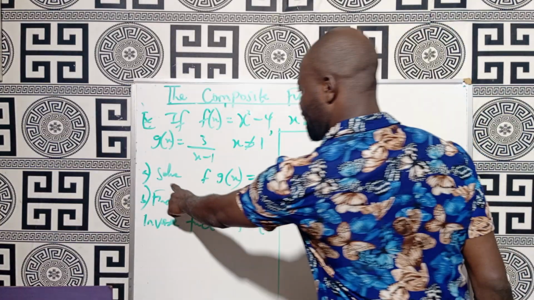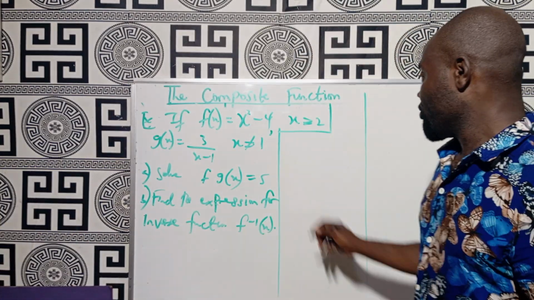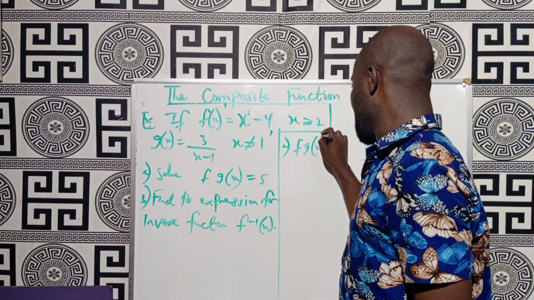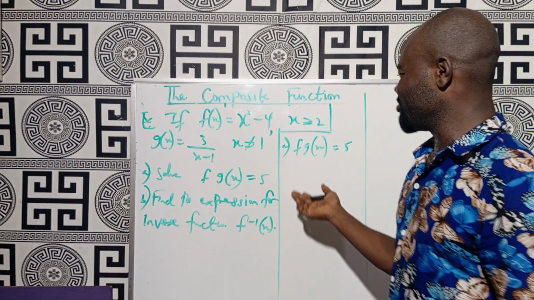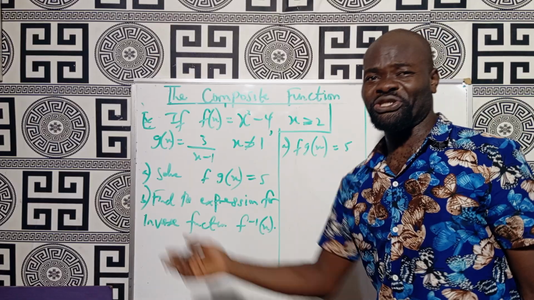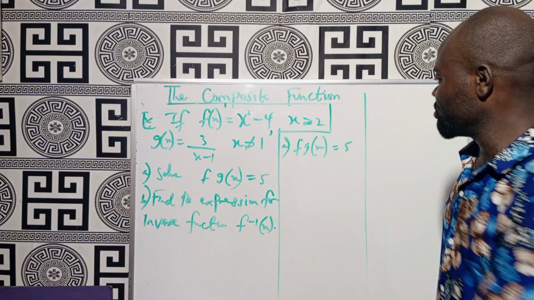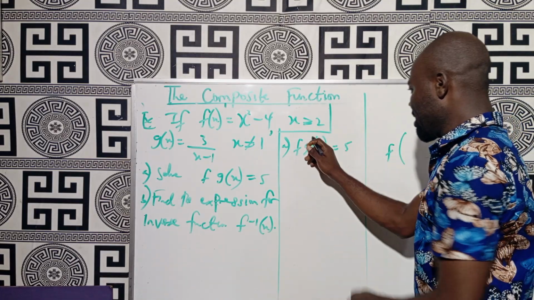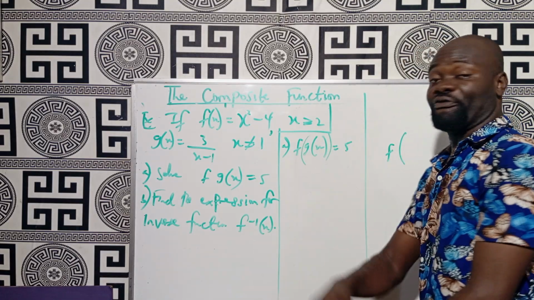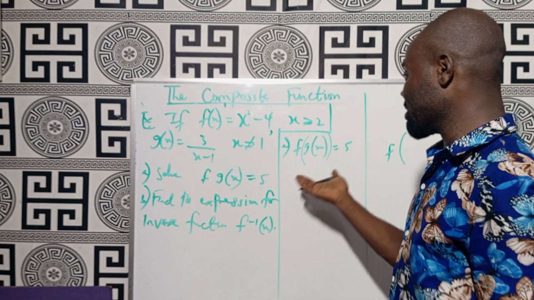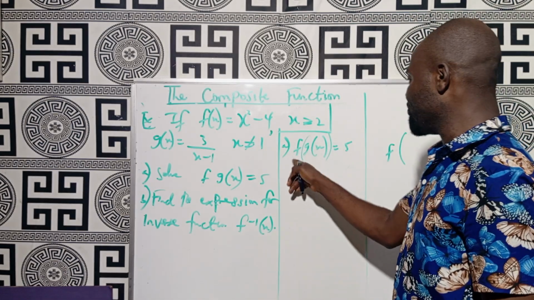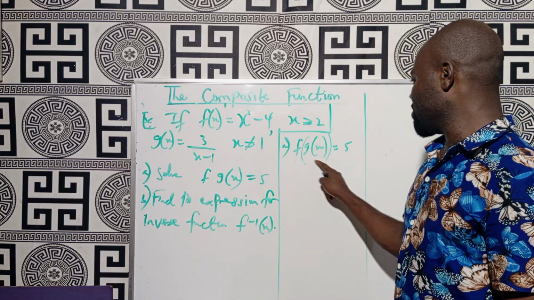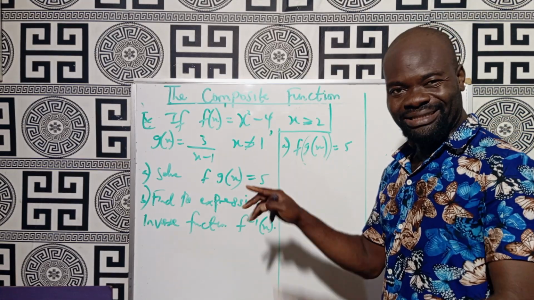So let's solve the first one. For part A, you have to solve fg(x) = 5. This should be like an equation. Mind you, do you know what this expression means? It actually means f of g of x equals 5, which means put your g of x inside f. It's still the same thing.